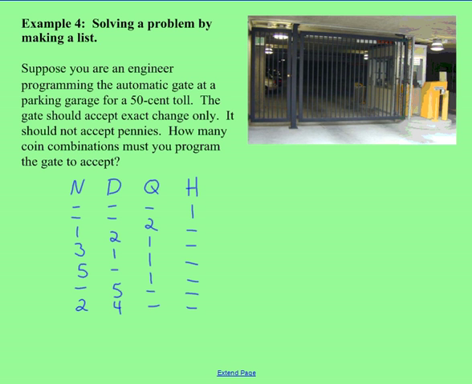3 dimes would be 30 cents. We need 20 more cents, so that would be 4 nickels. We've already covered using 2 dimes in this option right here, so we don't need to do that again, and we've already covered using 1 dime right there.